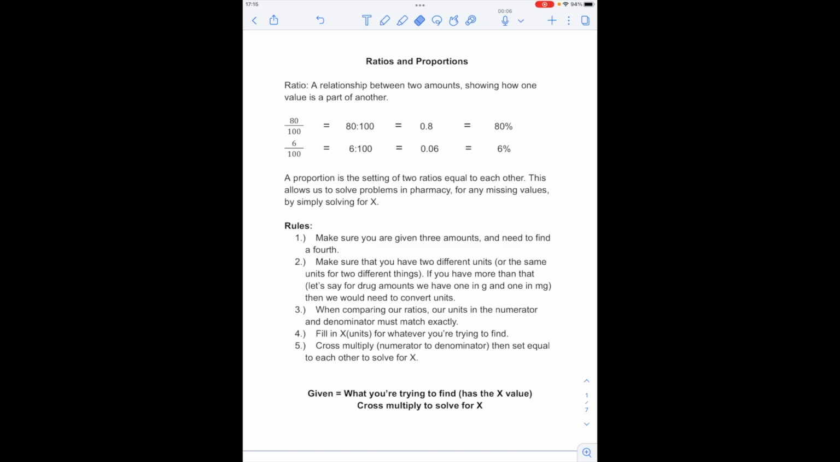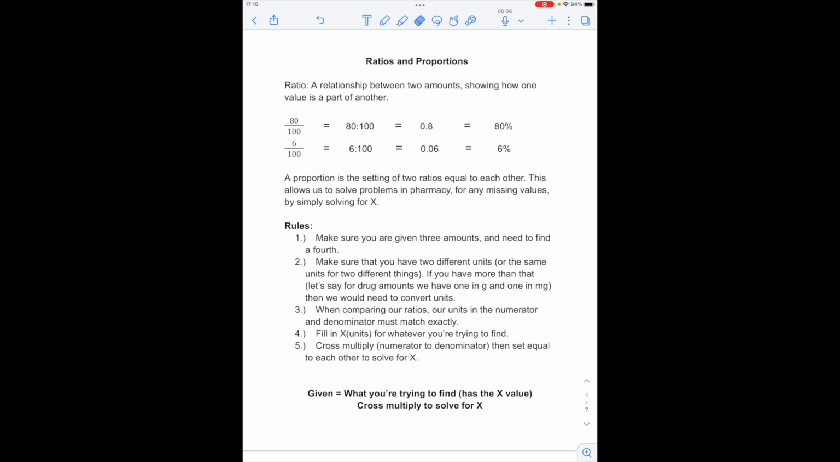Okay, so right now we're just going to go over a brief recap of ratio and proportions. A ratio is a relationship between two amounts showing how one value is part of another. We can show it through fractions, like 80 over 100. We can show it as 80 of 100. We can show it as 80%, whether in its decimal form or just as 80%. A proportion is the act of setting two ratios equal to each other.